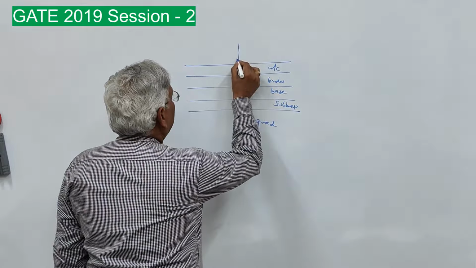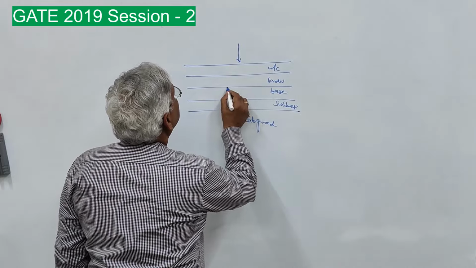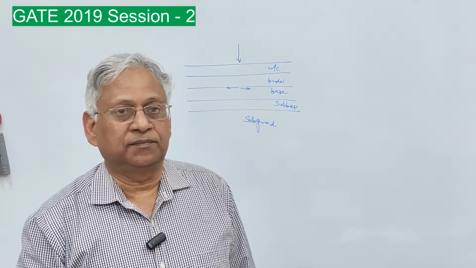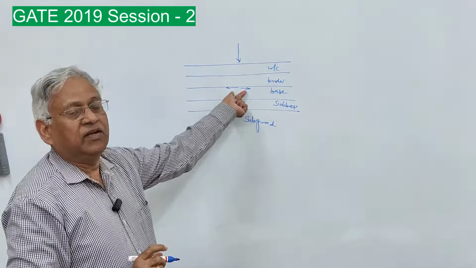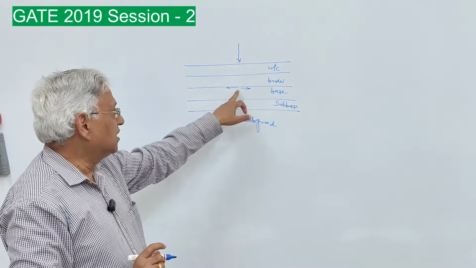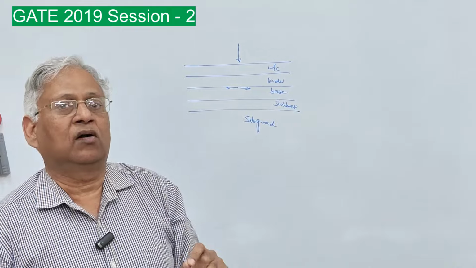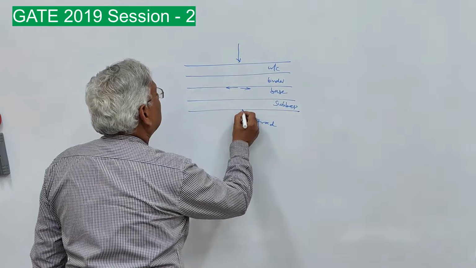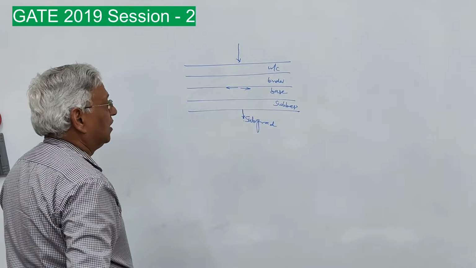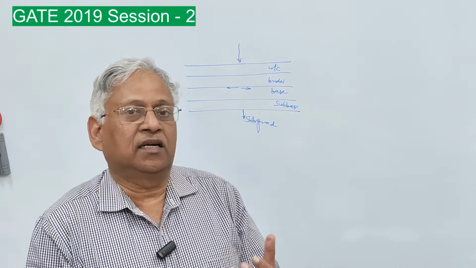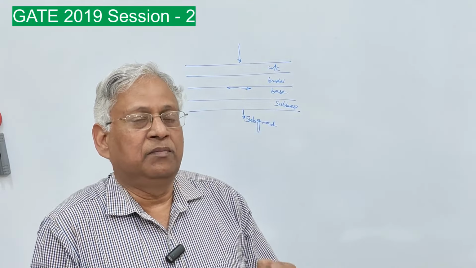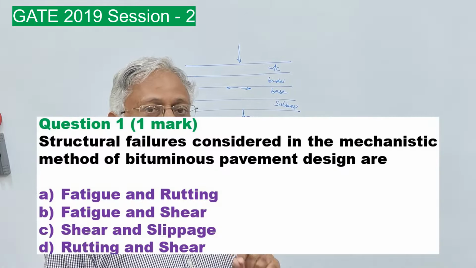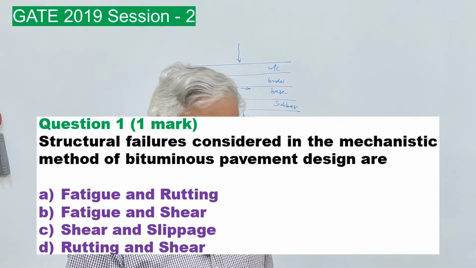When a load is applied here at the top surface, there is a tensile strain developed at the bottom of the bituminous layer, and that creates the fatigue cracking in the pavement. This strain should not exceed the permissible or allowable limit of the tensile strain. And second criteria is vertical compressive strain at the level of subgrade. And that is the rutting criteria, that this strain should not be more than allowable strain in the subgrade. So answer is fatigue and rutting. That is option number 1.